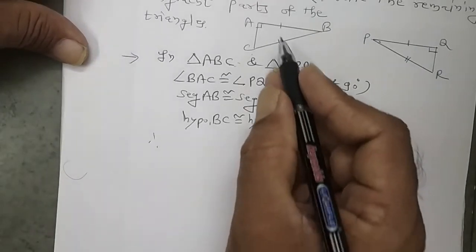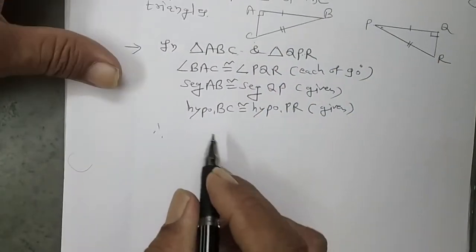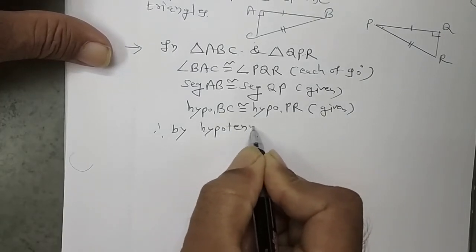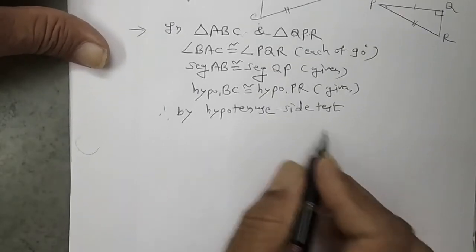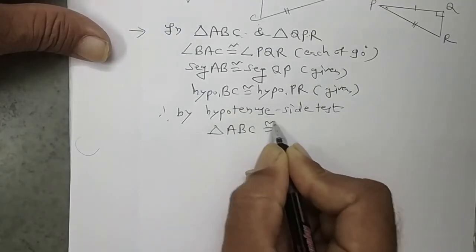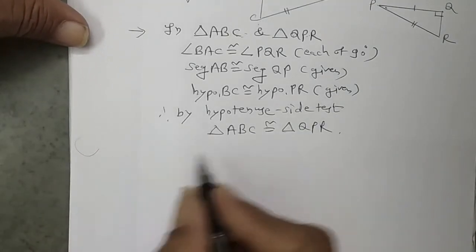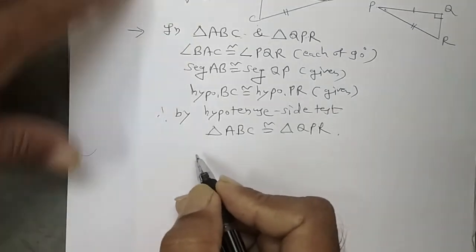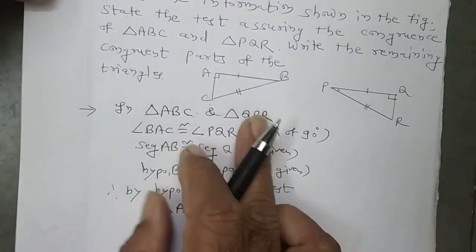Therefore, in right angle triangles, the hypotenuse and one side are congruent. Therefore, by the hypotenuse side test, these two triangles are congruent. Triangle ABC congruent to triangle QPR. Now from this, we have to write the remaining congruent parts of the triangles.